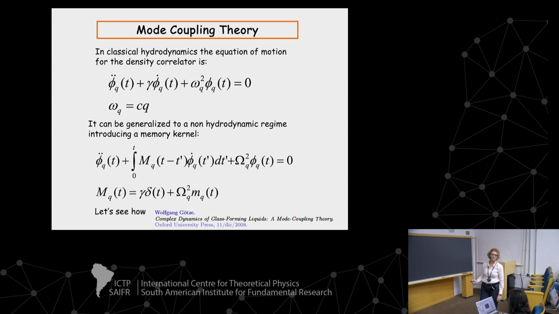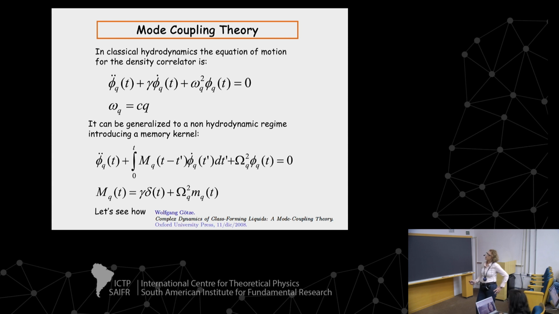So in classical hydrodynamics, the equation of motion is this, where phi is, for example, our density correlator. And omega q is a constant times q, in the hydrodynamic regime. Okay, so you have a fluid which has a friction. This can be generalized to a non-hydrodynamic regime if you introduce a memory kernel. So you see it's a retarded memory function that you put here, okay?